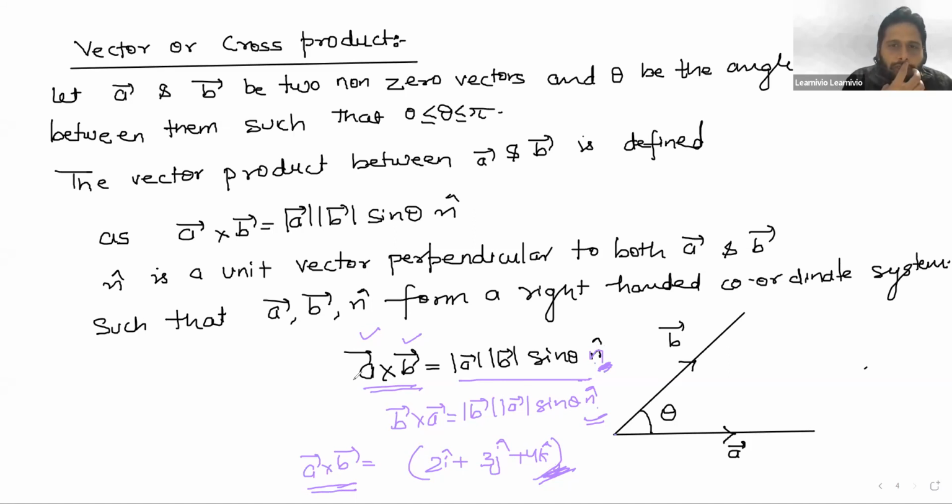In some questions, indirectly, they ask you about the cross product. Suppose they give you two vectors and ask you to find a vector which is perpendicular to both vectors. In that case, you have to find the cross product. The cross product will give you a vector which is perpendicular to both A and B. So always remember, if you are finding the cross product, that means you are finding a vector which is perpendicular to both A and B.